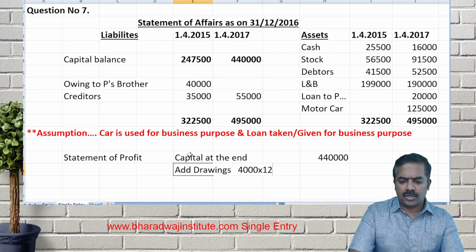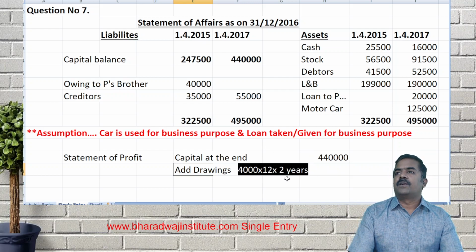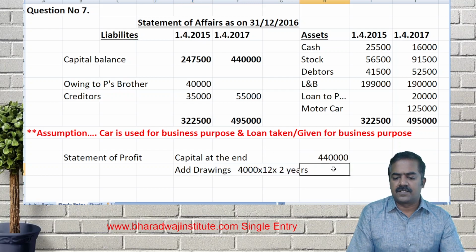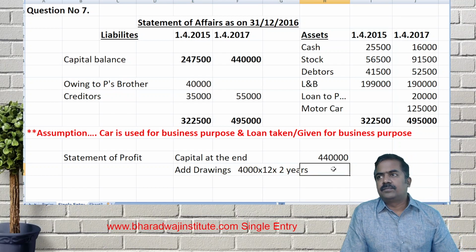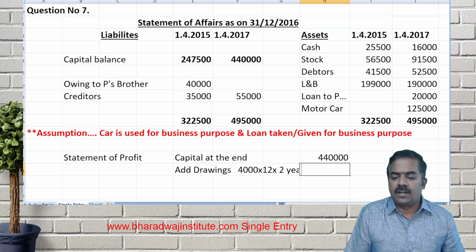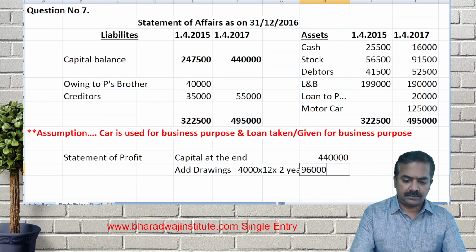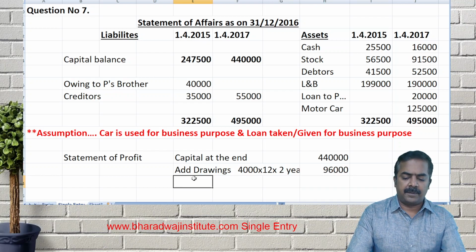4,000 into 12 into 2 years. 4,000 per month withdrawn for how many years? 2 years period, because 2 years period is covered. How much will it come? 4,000 into 12 into 2? 96,000.